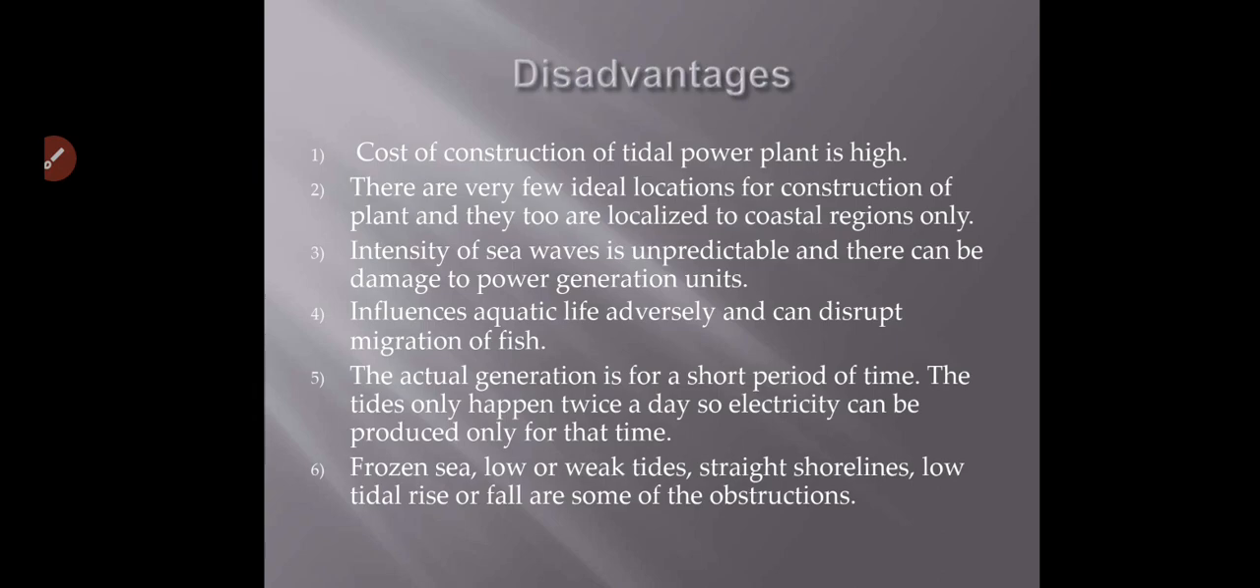The frozen sea, low or weak tides, straight shorelines, and low tidal rise are some of the obstructions. The actual generation is for a short period of time. The tides only happen twice a day, so electricity can be produced only for that time.